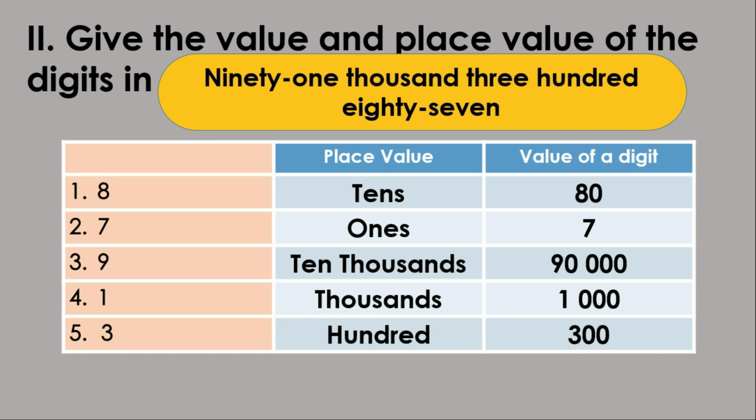Number 3, 9. The place value is 10,000s and the value of the digit is 90,000. Number 4, 1. The place value is thousands and the value of the digit is 1,000. Number 5, 3. The place value is hundreds and the value of the digit is 300.